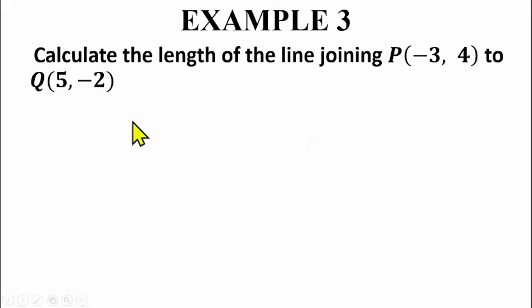So you can pause this video and try to find the distance between point P and Q, knowing fully well that the distance between point P and Q is the same thing as the length of the line that joins them together. So the length of the line that joins P and Q together is still the same thing as the distance between point P and point Q.